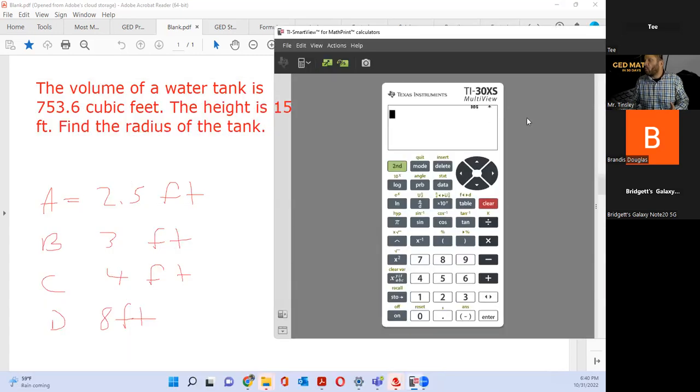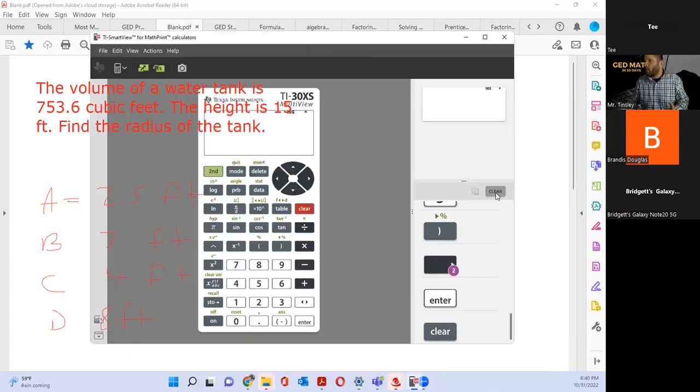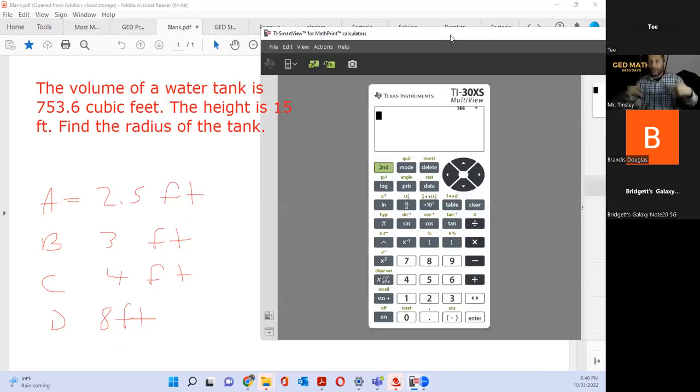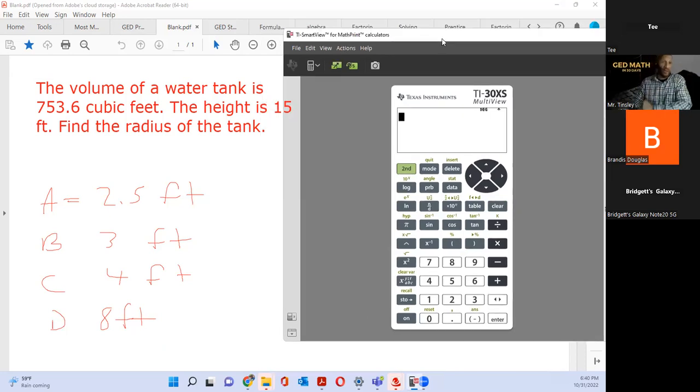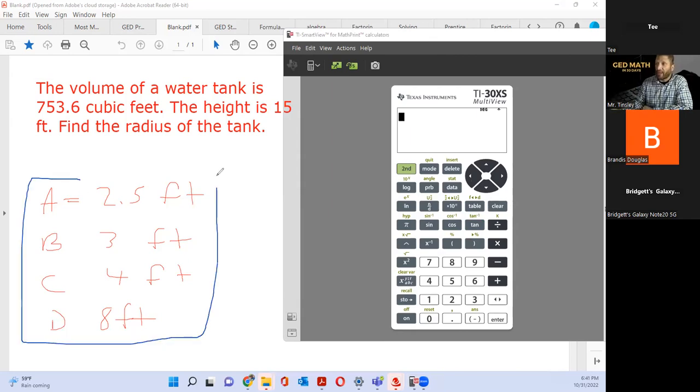Listen, there's more than one way to skin a cat. When people see problems like this, they get so nervous. I'm trying to give you every aspect of what to do when you take this test. So they gave you the multiple choice. You don't know how to find a radius, but guess what they gave you? They gave you all the answers. Yep, all the answers are right here.